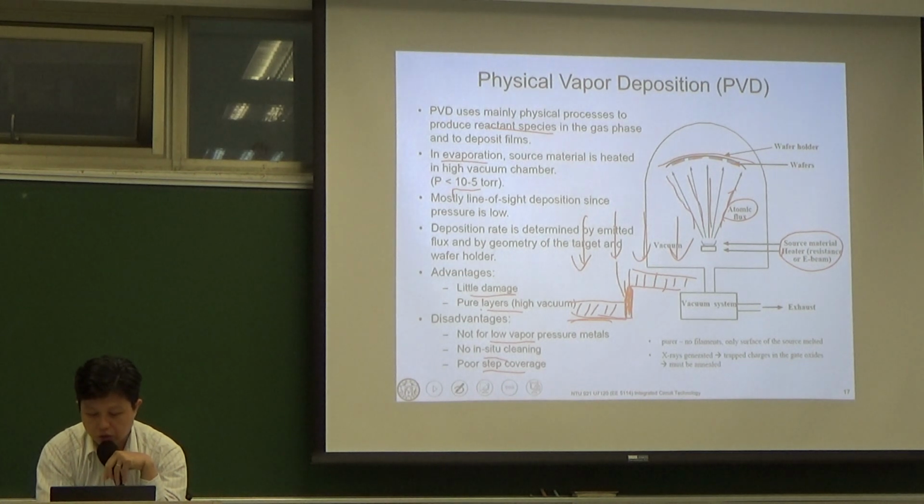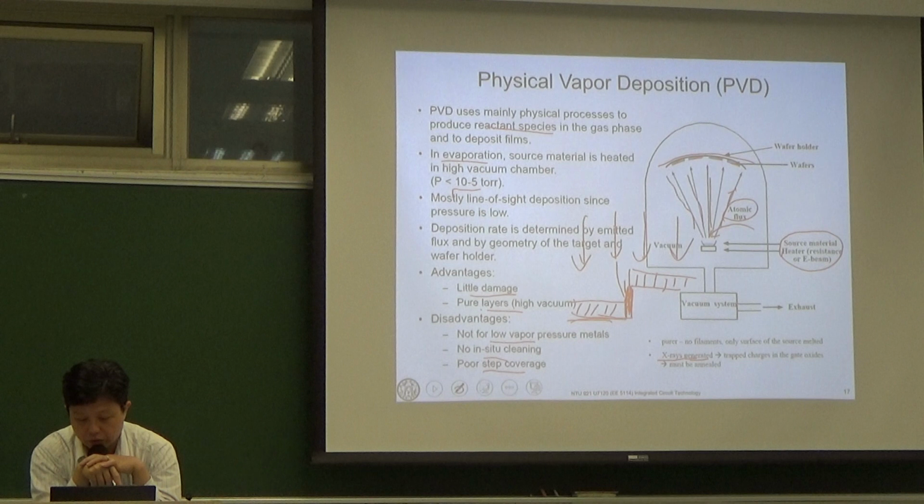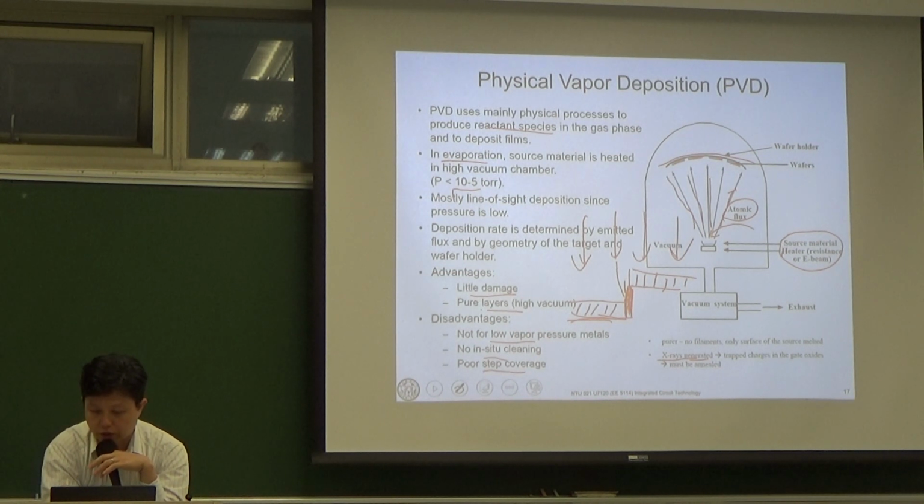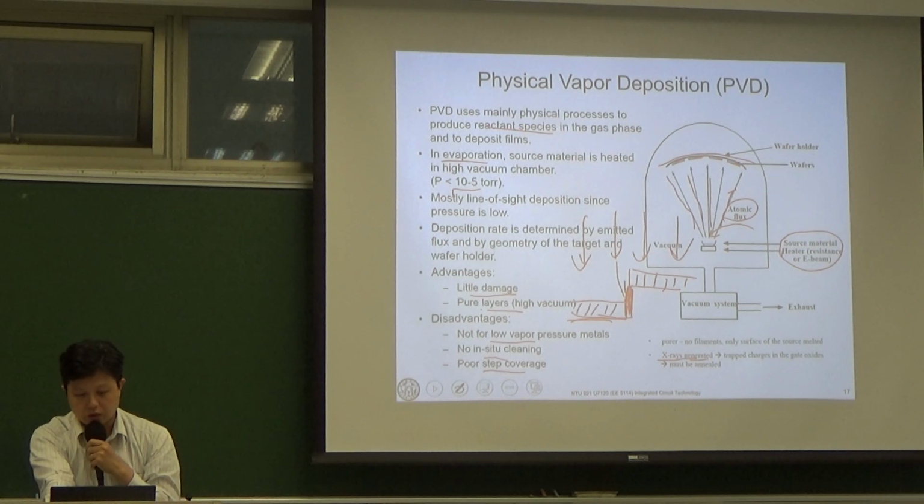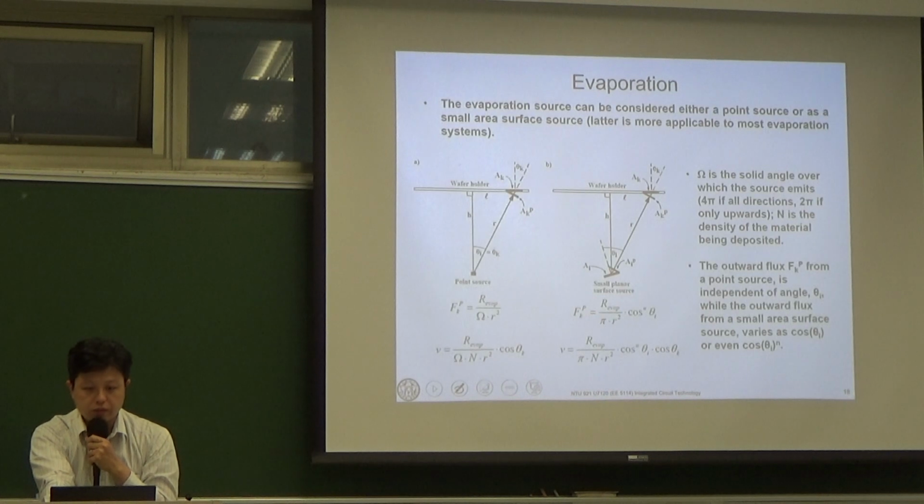And there's also one problem: you may have X-rays, because you have this e-beam bombarding your metal molecules, so you will have some excited electrons. When they reduce their energy, they will emit X-rays, and those X-rays may cause some trapped charge in your gate oxide. But you can use annealing to fix that.